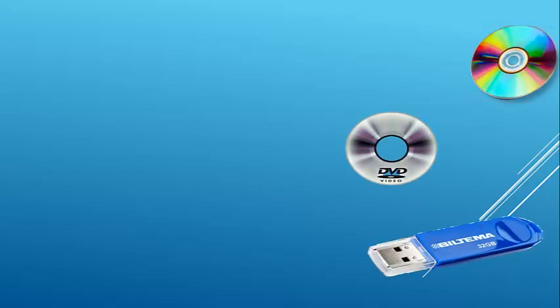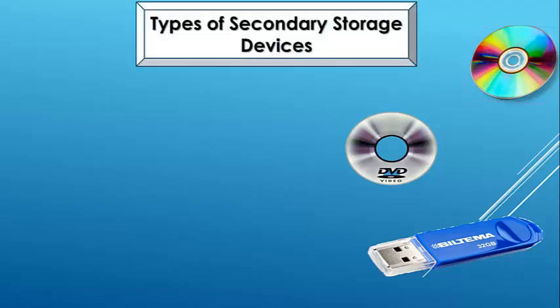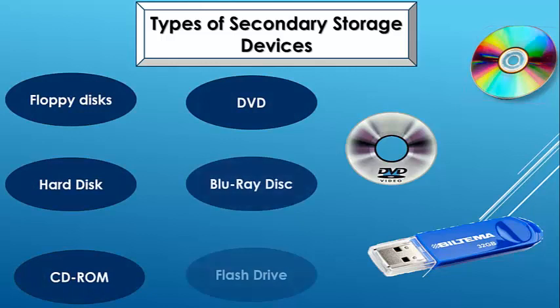Students, many times you have heard the common terms CD, DVD and USB, because these are famous terms for storing our data, but have no idea what these devices are. Students, all these devices are known as secondary storage devices. Types of secondary storage devices are floppy disks, hard disks, CDs, DVDs, BluRay disks and flash drives. Let's learn about each of them in detail.